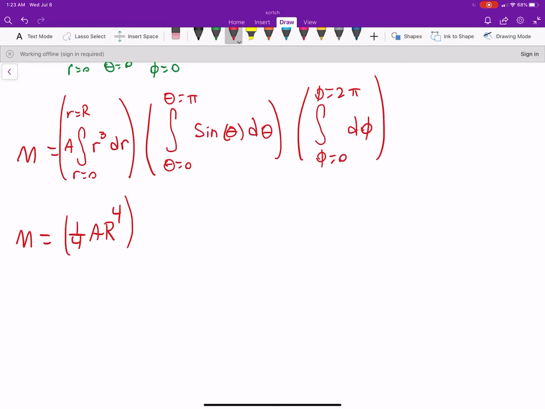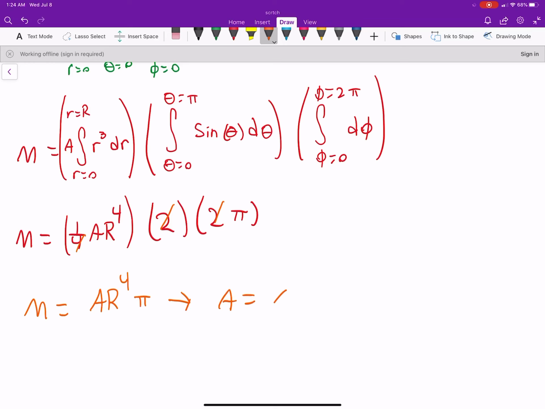Let's think about this one. Sine of theta, the integral of that is negative cosine theta. Negative cosine theta evaluated from pi is negative negative 1, which is plus 1. So 1 minus negative cosine of 0, that turns to a positive. 1 plus 1, 2. And then once again, nice and easy, 2 pi. This 4 will cancel with the 2's, and the mass equals A r to the 4th times pi. We're solving for this. A equals m over pi r to the fourth.